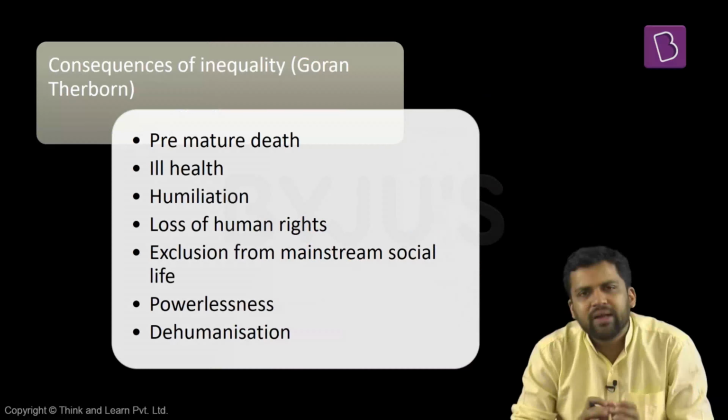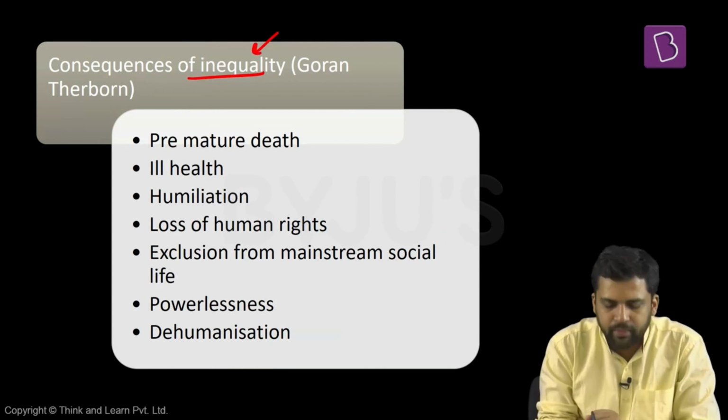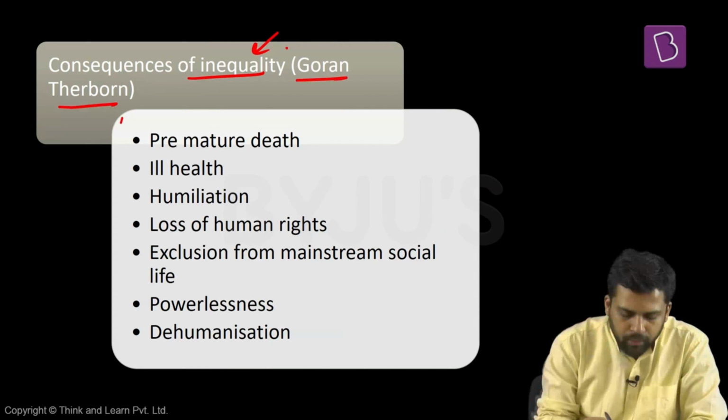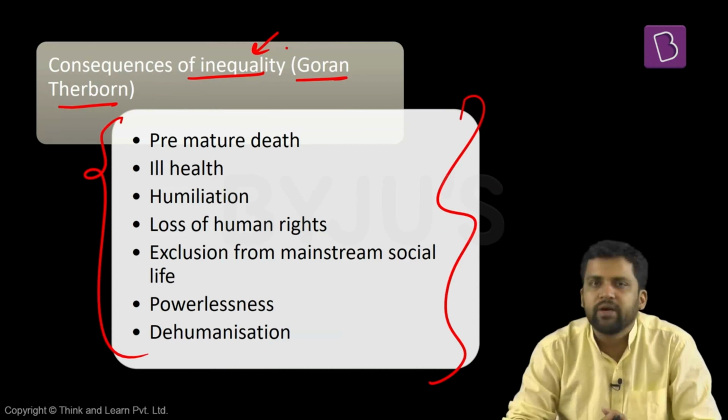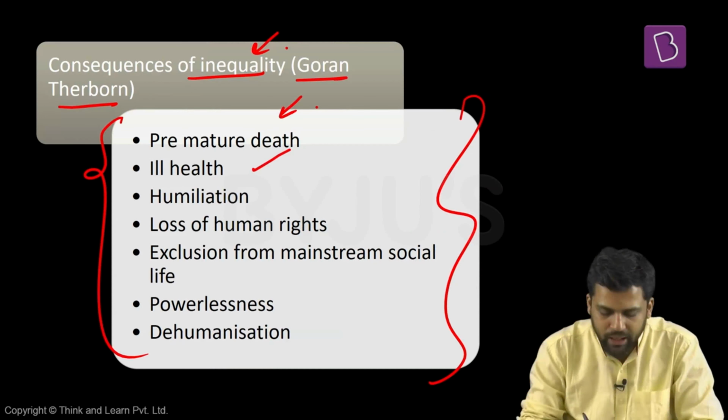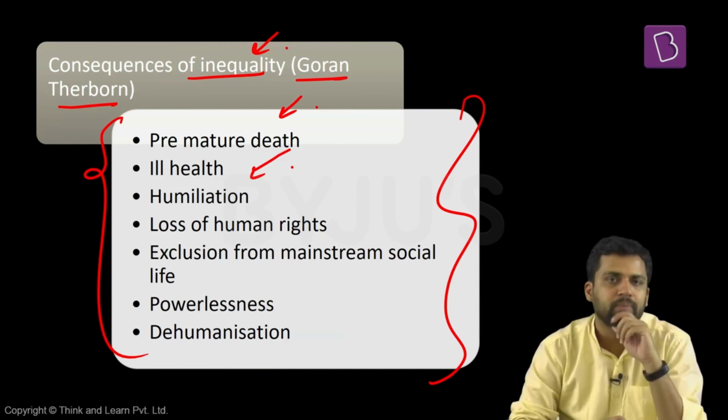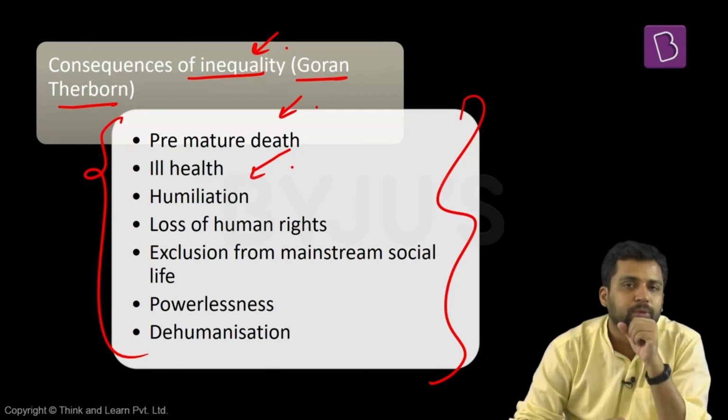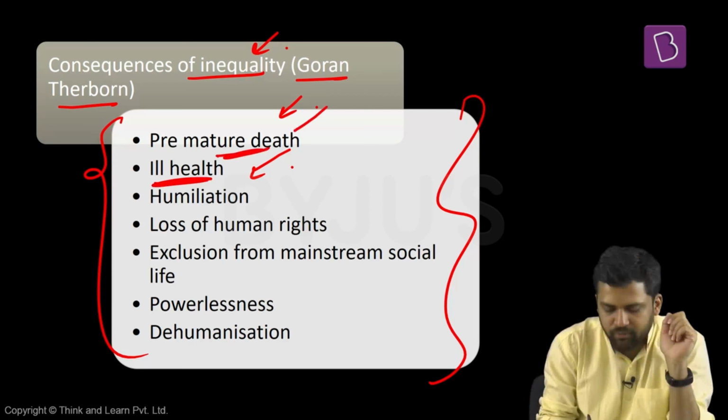What are some of the consequences of inequality? If in a society inequality prevails, what can it lead to? Goran Therborn talks about certain consequences. Inequality, if it exists, can lead to ill health. Some people have access to health resources. Some people have access to material assets. Others do not. So they are not able to afford care for their health. So they will have poor health. There are high chances of premature death among individuals.